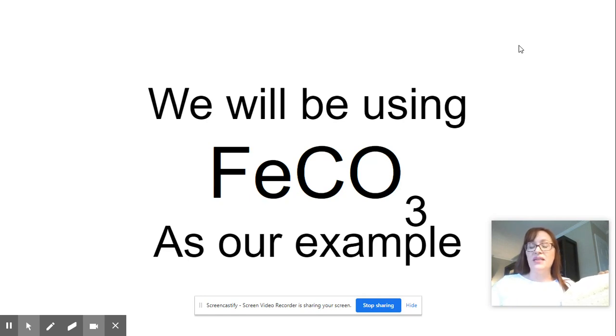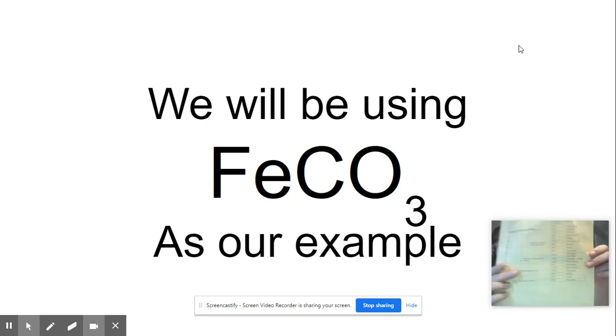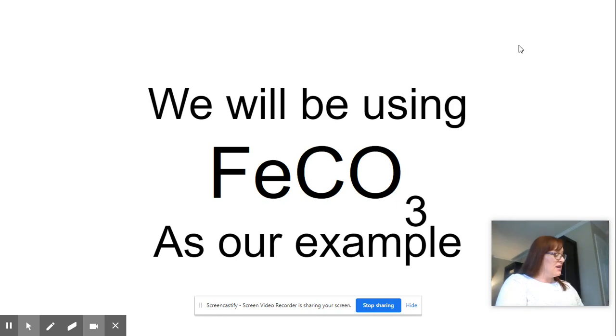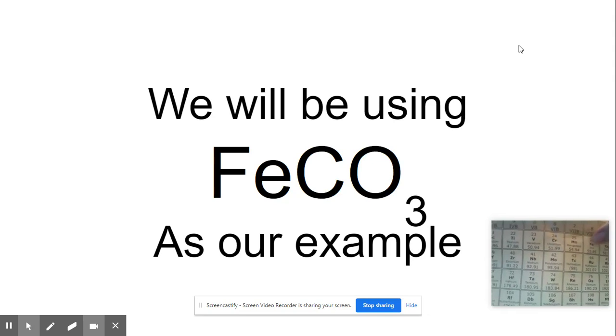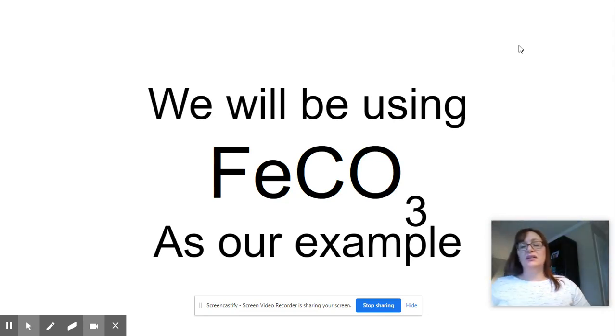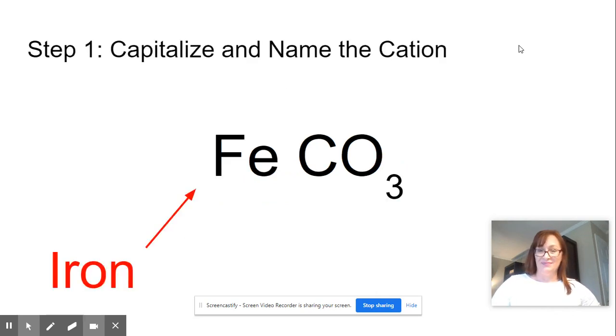And I see right away that CO3, the anion part of this, is a polyatomic ion that we should recognize because it is on our list here of polyatomic ions. And the cation Fe is on our periodic table right here. So it is a monatomic ion. So I know that I've got a complex ionic compound because this is composed of at least one or more polyatomic ions. So step one is to capitalize and name the cation. And that's pretty easy because Fe just stands for iron.